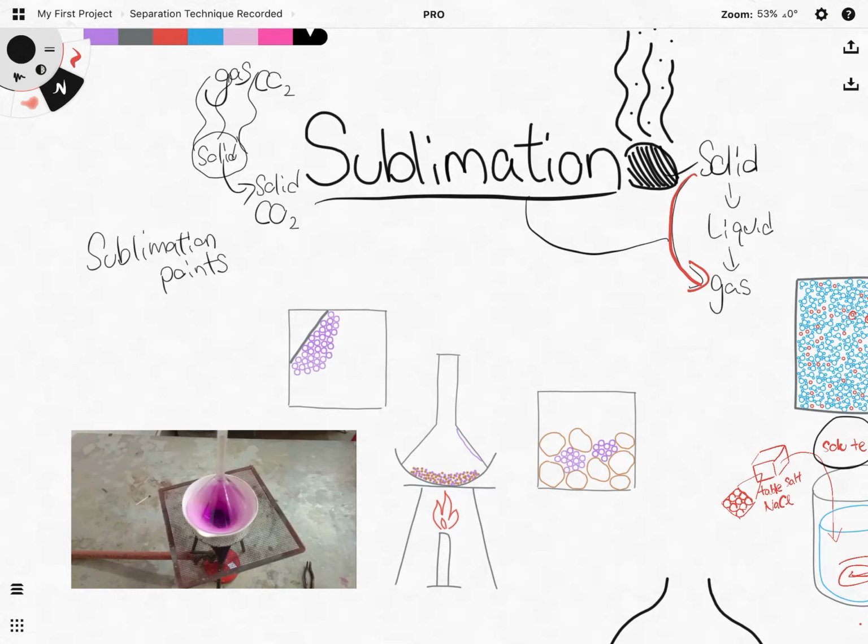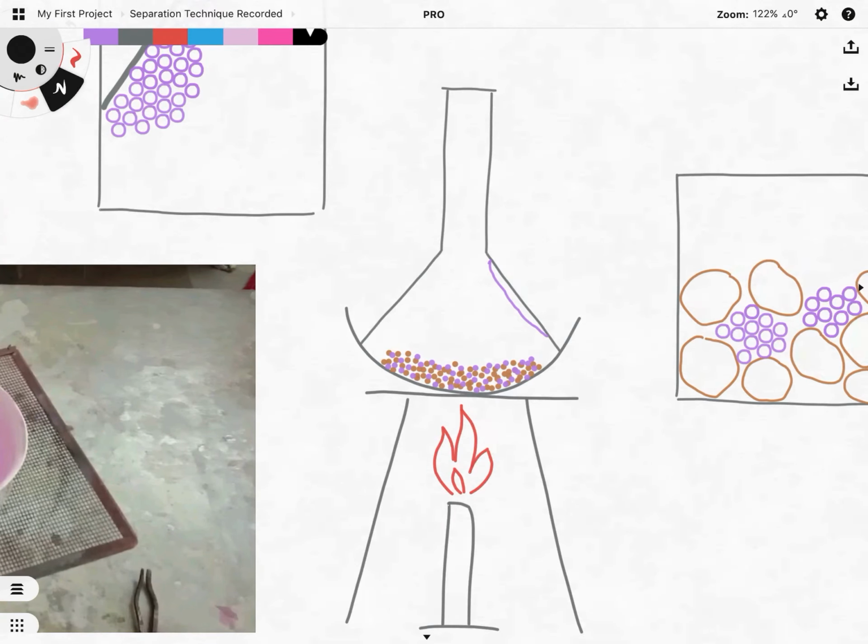For example, let's say I have a mixture of sand and iodine. Okay, sand and iodine. Let's look over here. Here I have a mixture of sand as well as iodine. Iodine, what is iodine? Iodine is an element. Now, how are we going to separate iodine and sand?